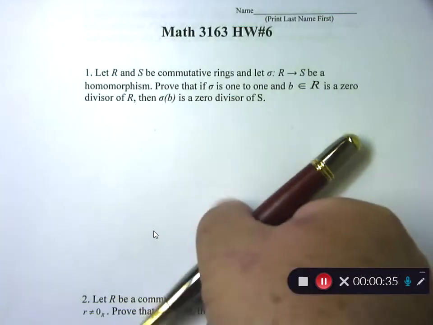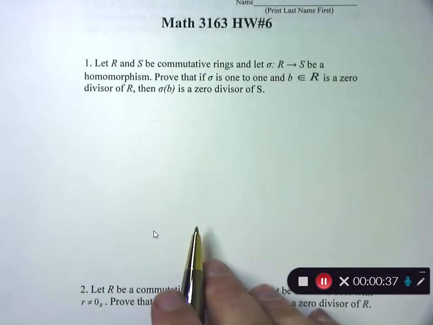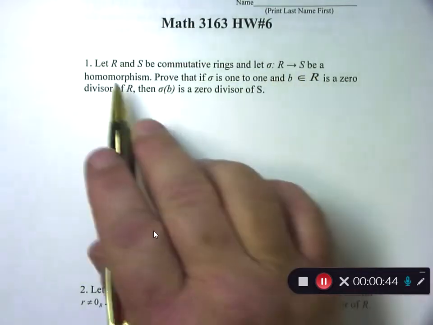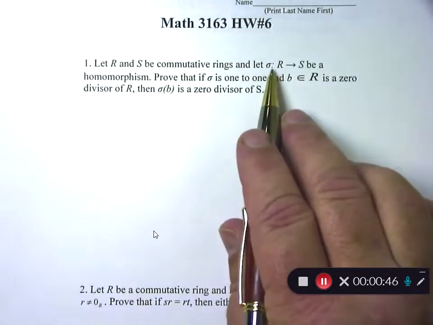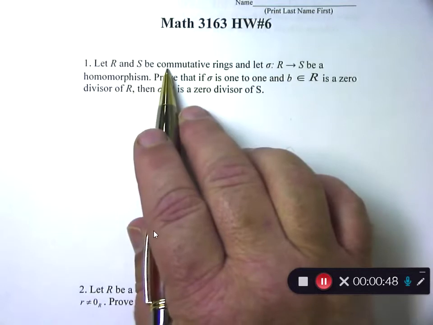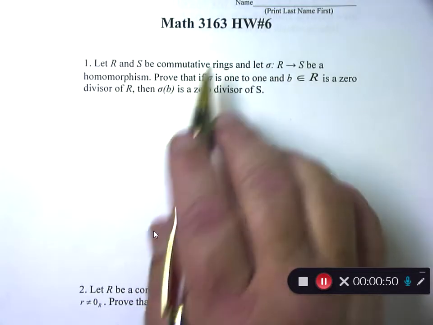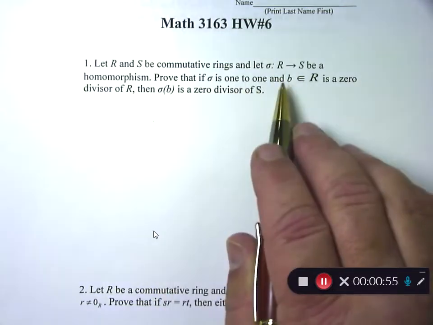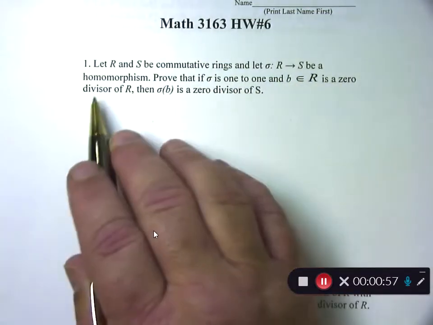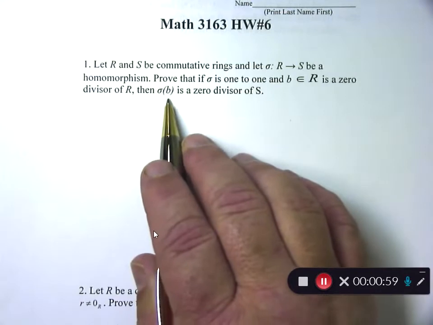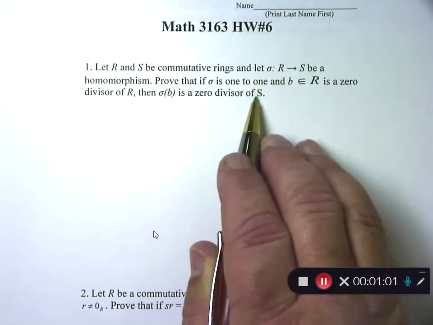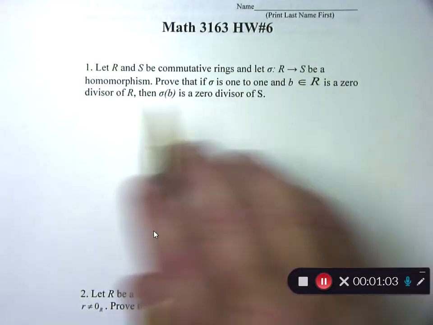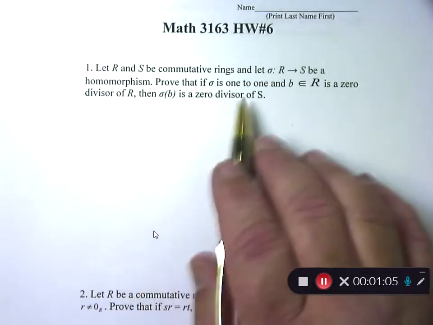It says this: let R and S be commutative rings, and let sigma go from R to S be a homomorphism. So we've got ourselves a ring homomorphism from commutative ring R to commutative ring S. Prove that if sigma is 1 to 1 and B, an element of R, is a zero divisor, then sigma B is a zero divisor of S. So if B, an element of R, is a zero divisor of R, then sigma B will be a zero divisor of S.